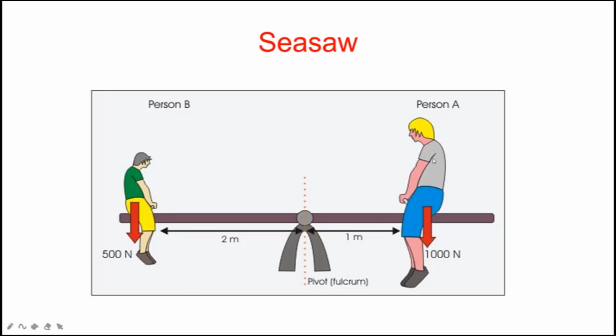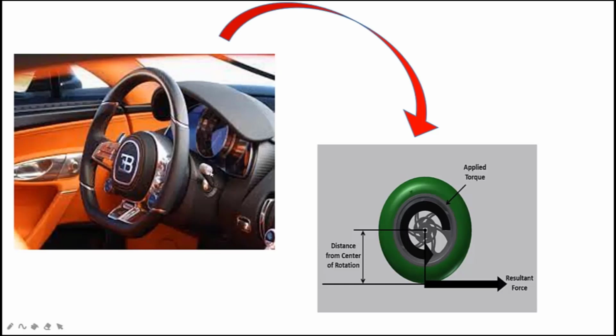Then seesaw. What is the next one? That is steering wheels, which give you an important example of the application of torque. When you turn the steering wheel, the force is transferred to the wheels and the direction is changed with less effort. With the help of the steering wheel, you can easily change the direction of the wheels. By simply giving less force, you can change the direction of the wheels. So this is an important example of torque.